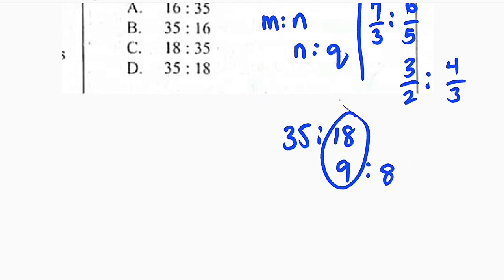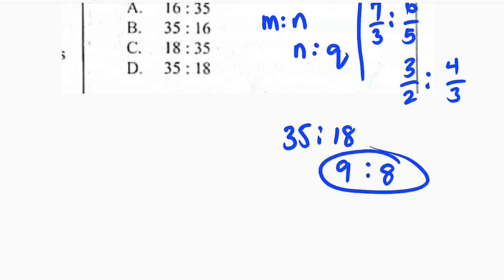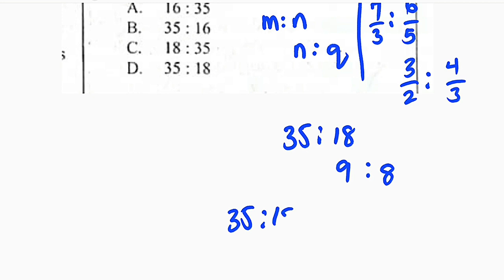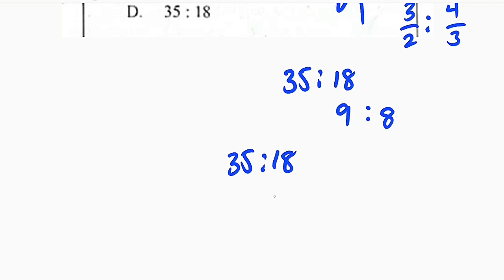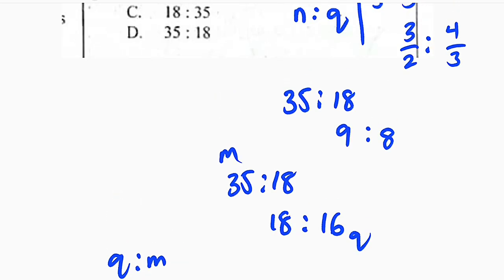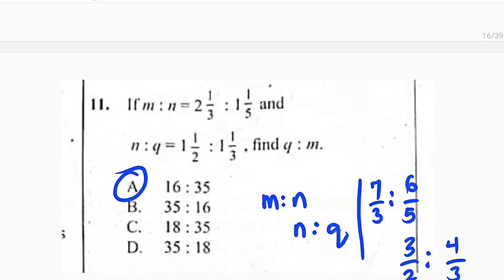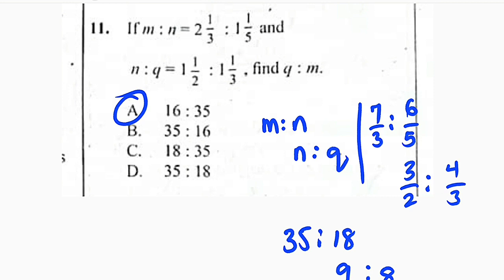How can we make the middle numbers the same? By multiplying this by 2, right? Well, you have to multiply the two values by 2. So we have 35 to 18. Then 9 times 2 is 18. Likewise, 8 times 2 is 16. Remember that this is what? M, and this is Q. So we are looking for the ratio of Q to M, which is equivalent to 16 to 35, which is option A, right?